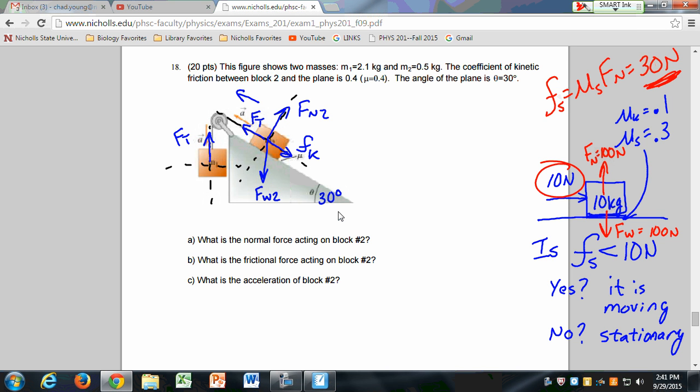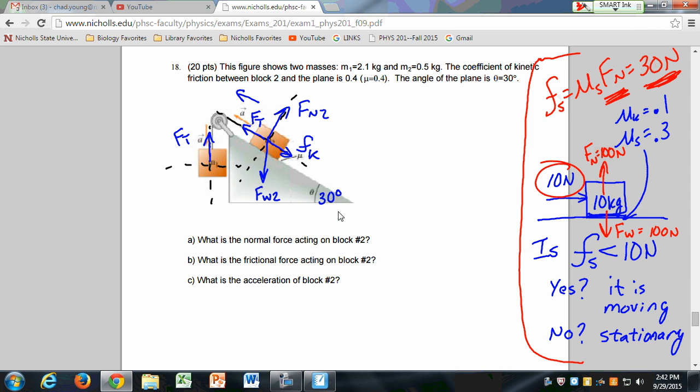So you could see a problem like that where I just ask you, is this thing moving or not? And that's really the question you want to ask yourself: am I pushing hard enough to overcome the static frictional force? And then you'll need to go through the process of determining what the static frictional force is. In order to do that, you have to know the normal force. You have to find the normal force. I'm sorry, that was a little aside, but it's an important aside.